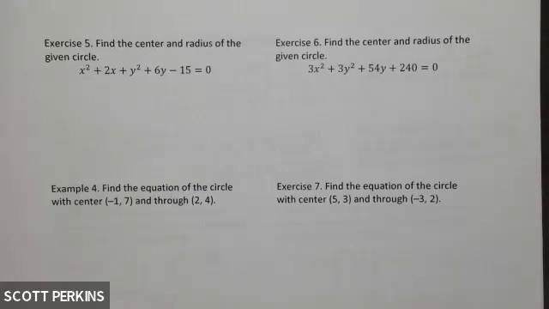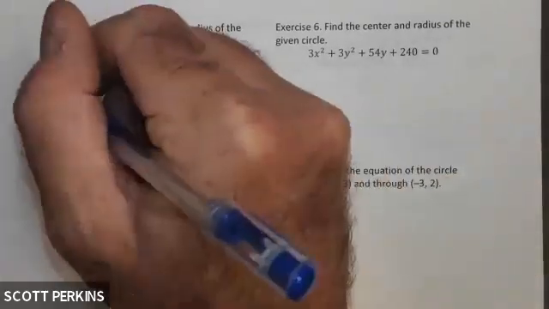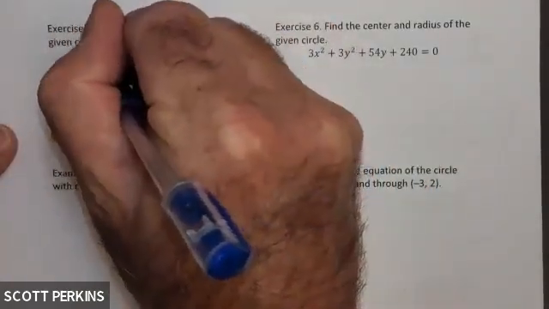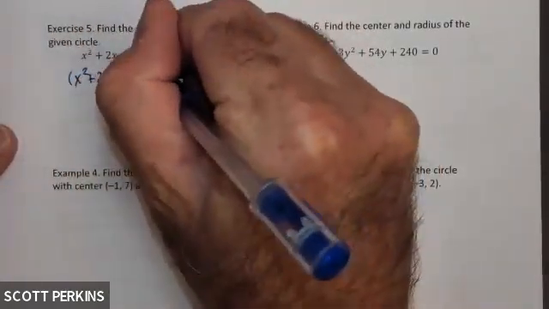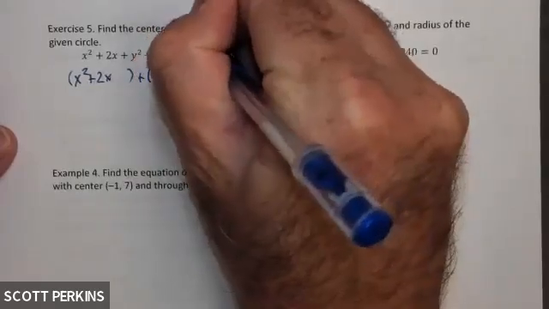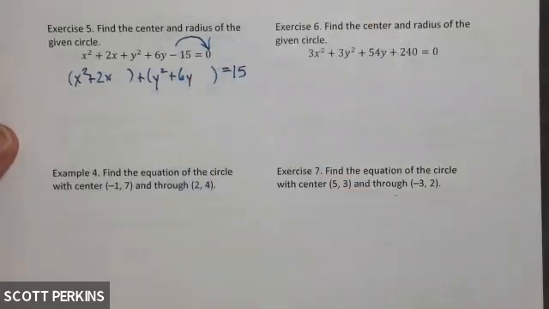I'm going to get started on this one. Let me know, again, if there's questions. I'm happy to answer questions. So I'm going to group my x's. So I've got x squared plus 2x. I'm going to leave a little space. I've got y squared plus 6y. Leave a little space. I'm going to put the negative 15 over on the other side by adding it. So I get equal to positive 15.